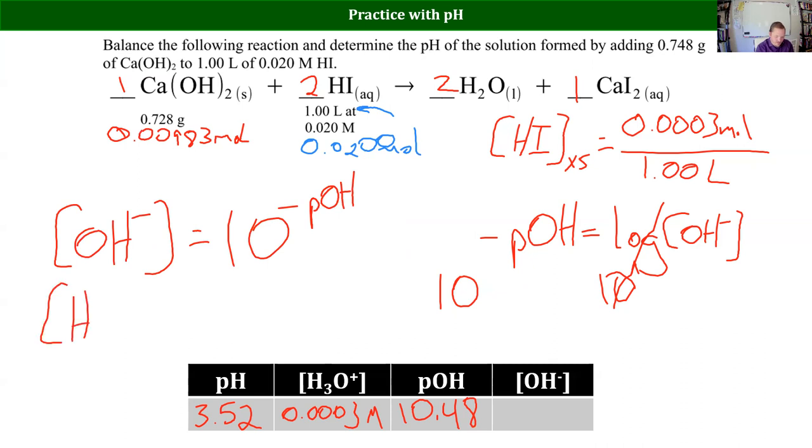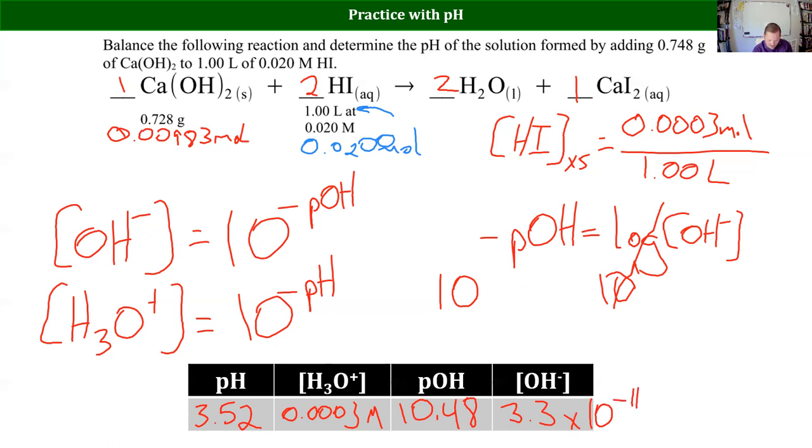If we did the same thing with hydronium, with H3O plus, we would get 10 to the negative pH. So as long as, like I mentioned before, we have any one of the boxes in this table, we can fill out the rest of them by using these relationships. So if we actually want to get a number for hydroxide, it's going to be a really small number, 10 to the negative 10.48, winds up being 3.3 times 10 to the minus 11 moles per liter. So very close to zero, but still technically there is some tiny amount of hydroxide present.